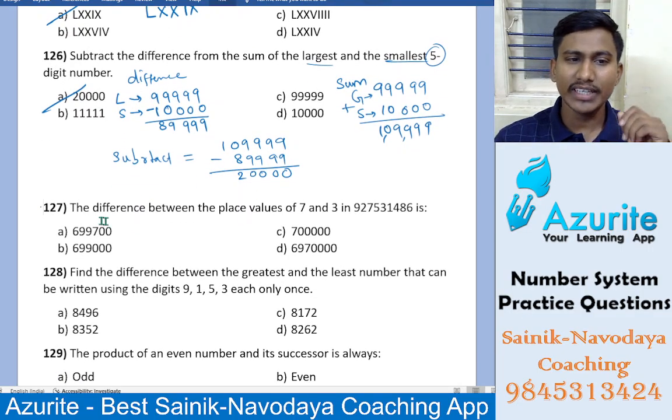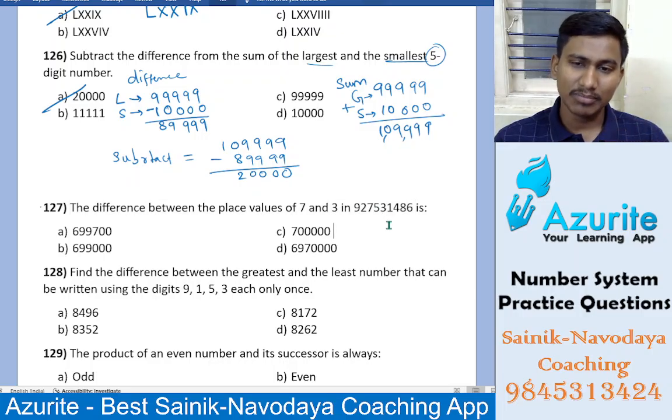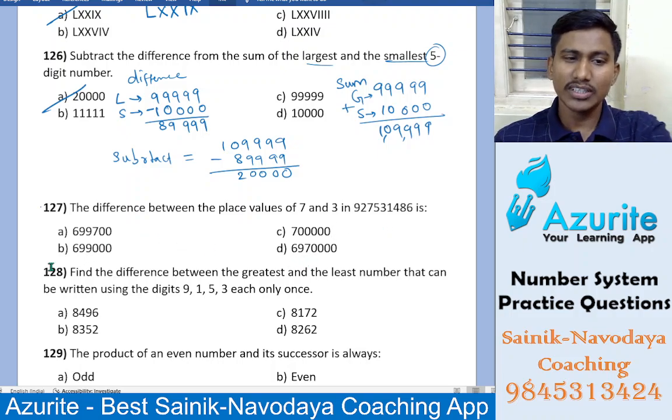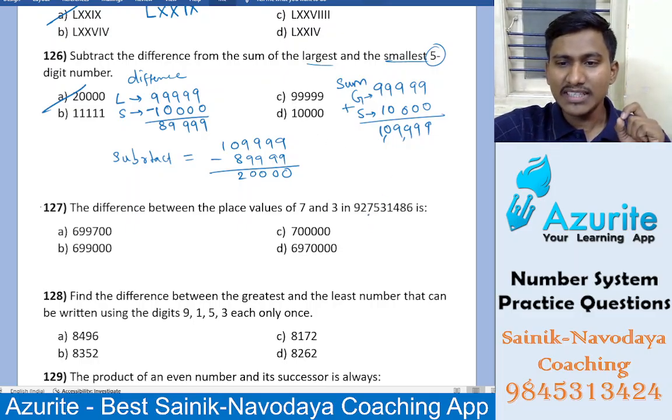Now 127: the difference between the place values of 7 and 3. So the place value difference of 7 and 3. Here, 7 is directly 7. After that, how many digits are there? There are 6 digits, right? So it will be 70 lakh. This is 75 lakh 31,000, right?